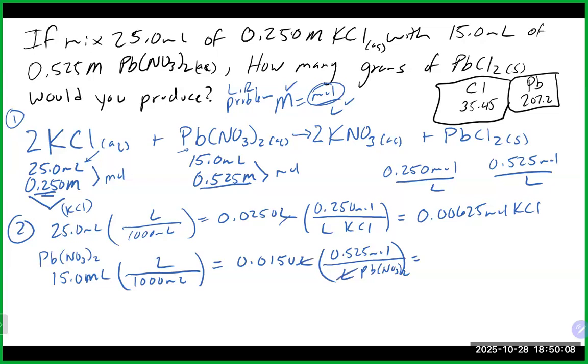Liters are going to cancel, and we will end up with 0.0150 times 0.525, which is 0.00788 moles of our lead 2 nitrate. So this again is very similar to what we do in a normal stoichiometry problem. Instead of taking grams and molar mass to get moles, volume and molarity gets us our moles. Any questions on that so far?